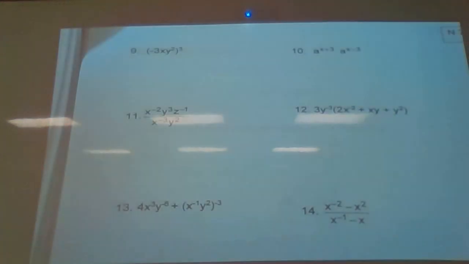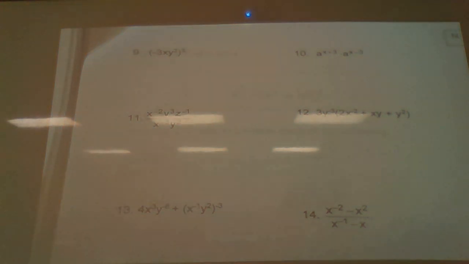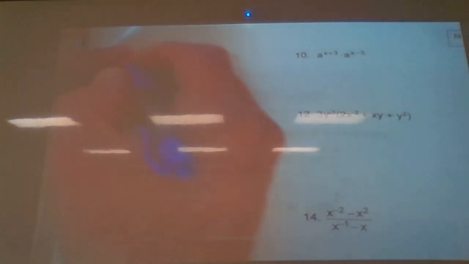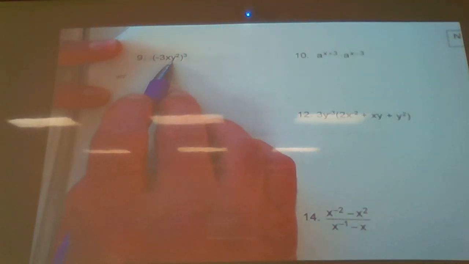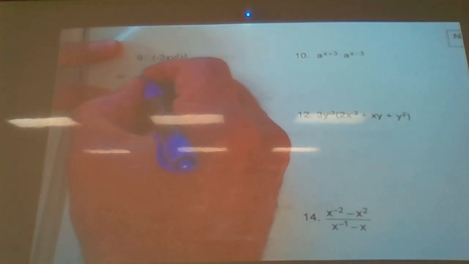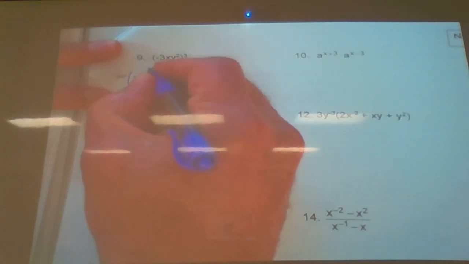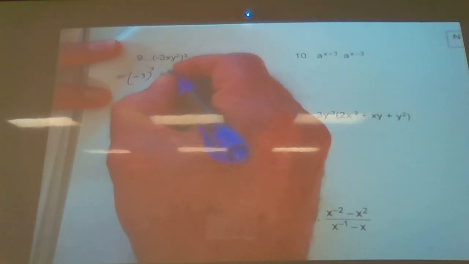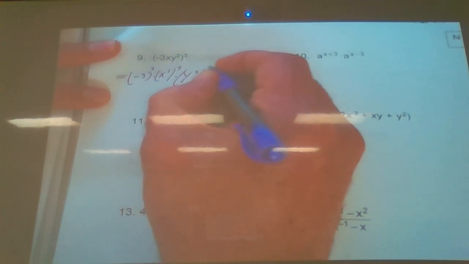All right, so we notice that we have a lot of stuff in parentheses taken to a power. So what we're going to do is take each one of those things inside the parentheses to the third power. And we'll show all the steps for this one. So that's a negative 3 to the third, x to the 1 to the third, y to the 2 to the third.